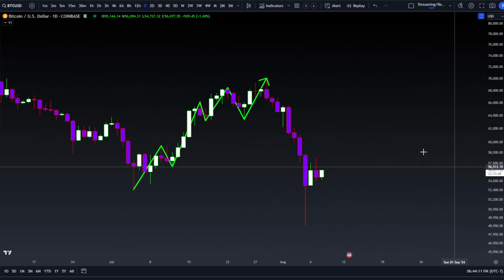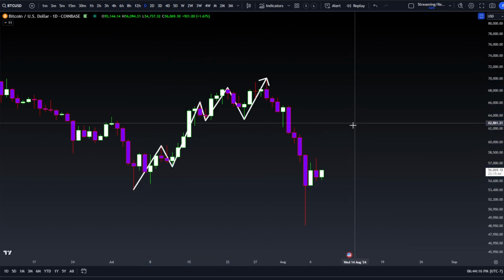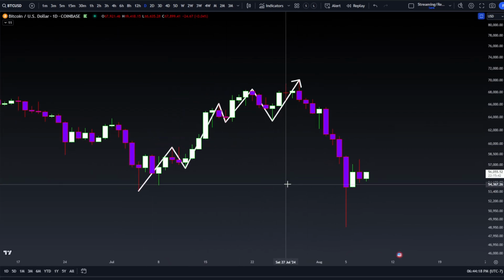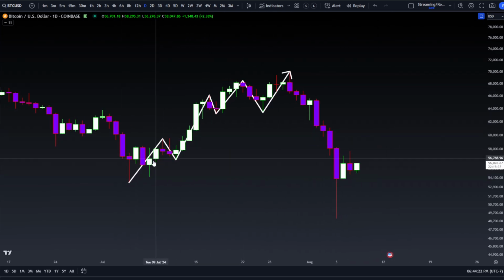We'll go ahead and make this white. The color's kind of clashing a little bit with the candles there, but so is white, I guess. Can't win in this situation, sorry.